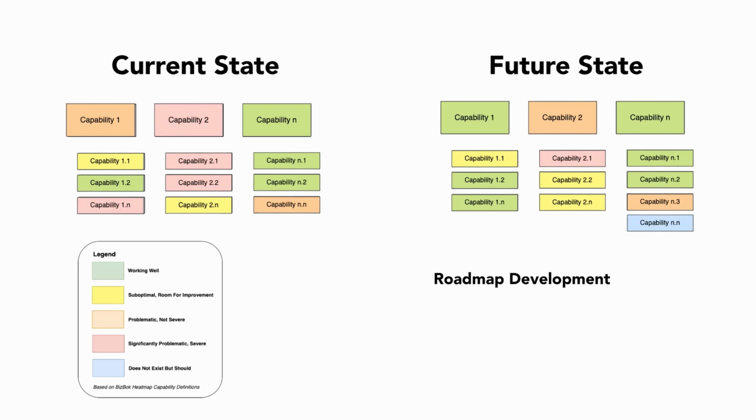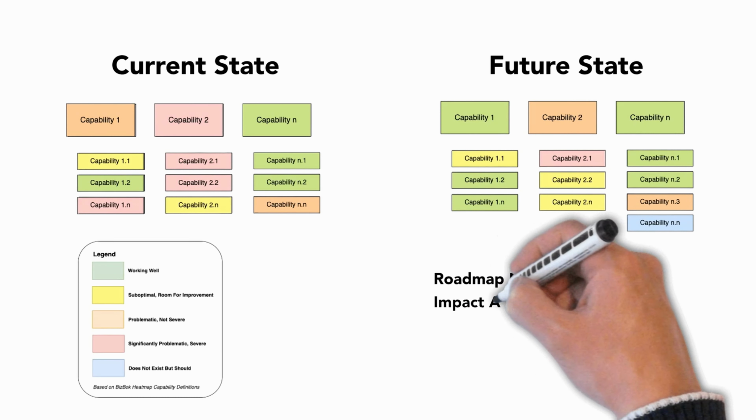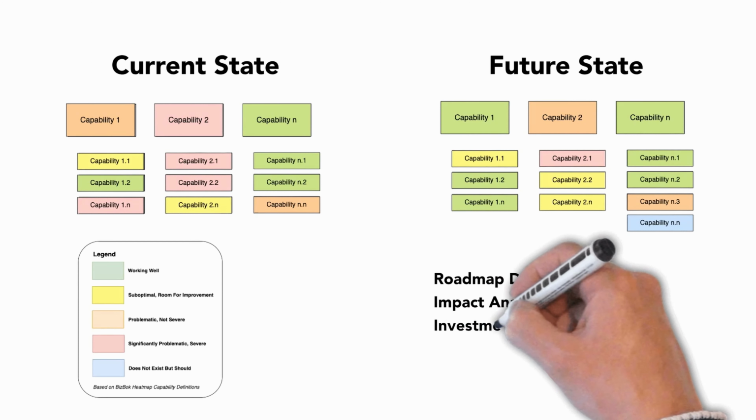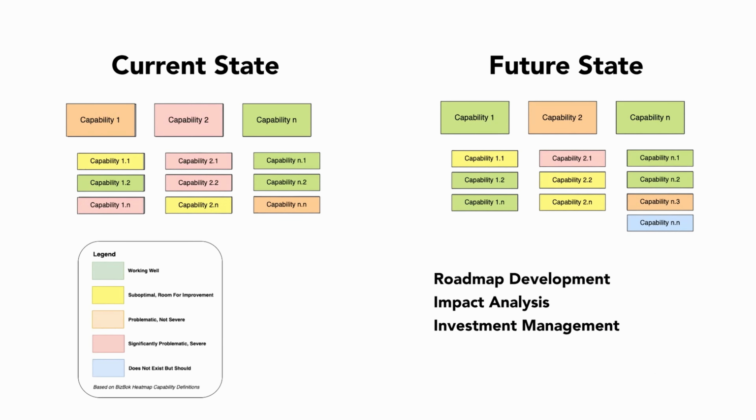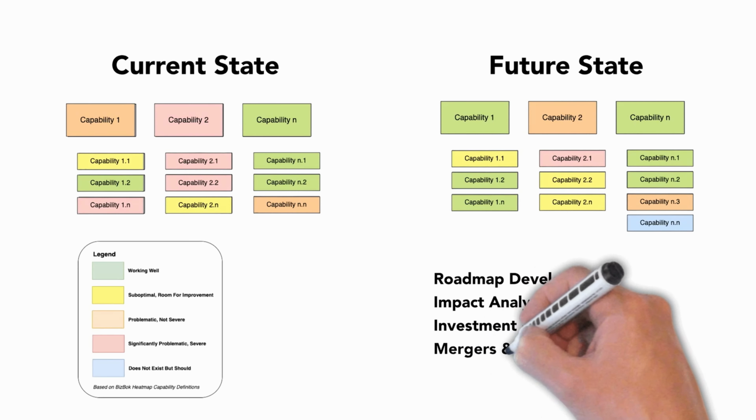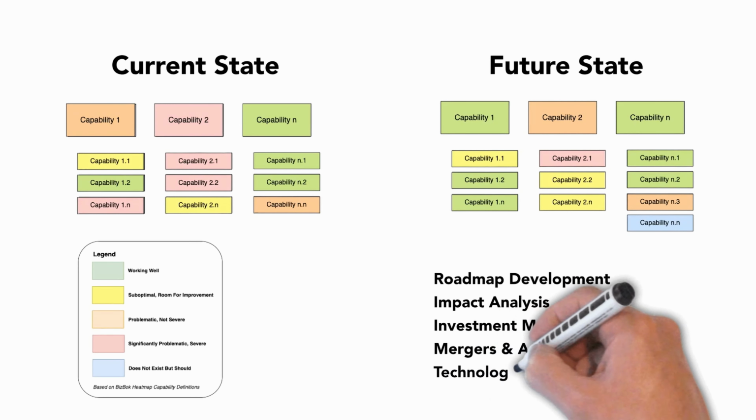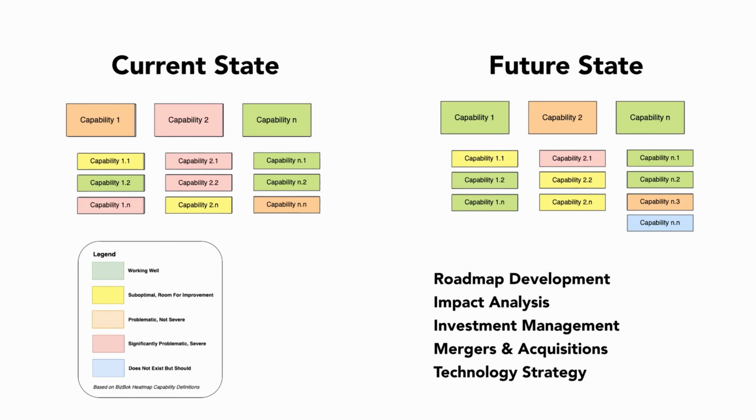If business applications are mapped against each capability, it can be used for impact assessments. By overlaying capability importance, such as differentiating capabilities, it can be used for investment decisions. And it can be used to assess mergers and acquisitions, and it can be used to align an organization's technology strategy.